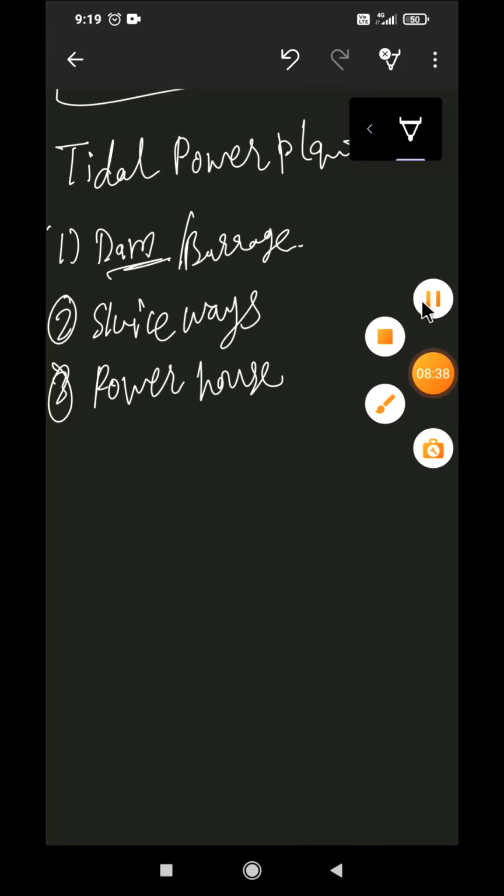The third component is powerhouse. So in powerhouse, turbine, generator and auxiliary equipments are the main components of this powerhouse. So that is turbine, generator and auxiliary equipments. Large size turbines are used because of low head available. Kaplan turbine with variable pitch blades, bulb type turbine or rim type turbines are more commonly used.